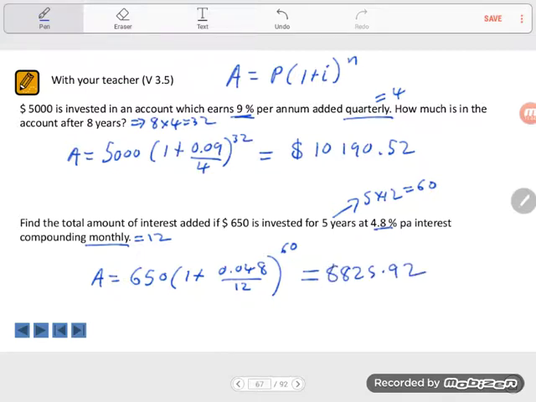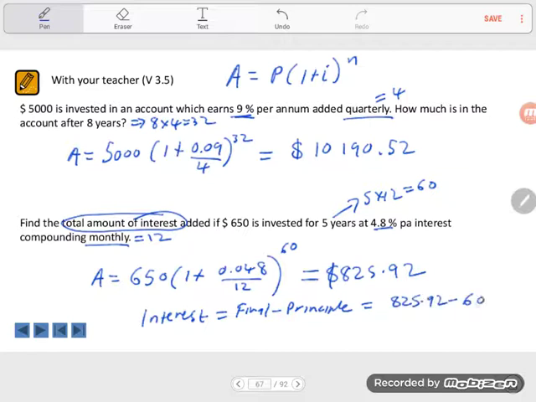Now read the question very carefully, because we're not entirely finished here. What you'll see is that it's asking for the total amount of interest. Compound interest calculation, the A value tells us the total in the account. So that's the total in the account. The interest is going to be this final amount minus the principal. So final minus principal, which gives us $825.92, takes $650. And that is $175.92. That's our final answer, in fact.